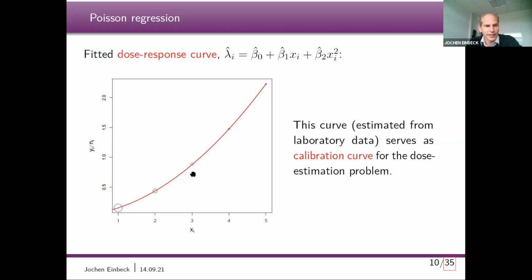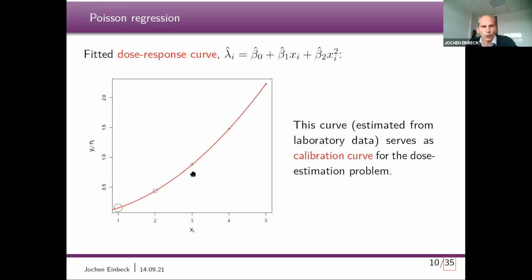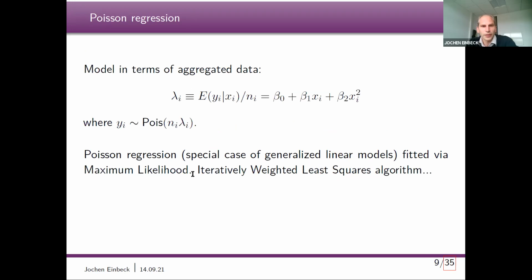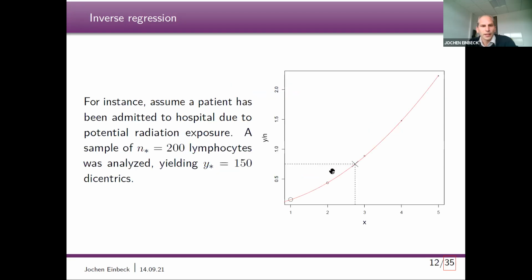Well, how are they then actually used for dose estimation? There is one difficulty to note. Yeah? So what we have produced now in all this philosophy here, yeah, is a model for the dicentric count yi given dose. Yeah? Of course, in practice, we want to do the inverse thing. Yeah? We want to estimate the dose given a count. Yeah. So what would that mean in practice?